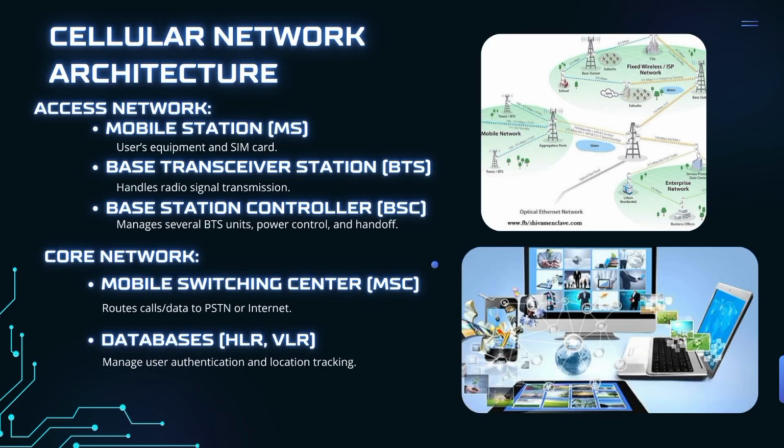The architecture of a cellular network has two main parts, the access network and the core network. The access network connects the users' phones to nearby towers, which send and receive signals. The BSC controls multiple towers. It manages frequency allocation and ensures smooth transitions when users move. The core network handles the main data processing, routing calls, connecting to the internet, and verifying user identities. Together, these components make wireless communication fast, secure, and seamless as users travel between areas.